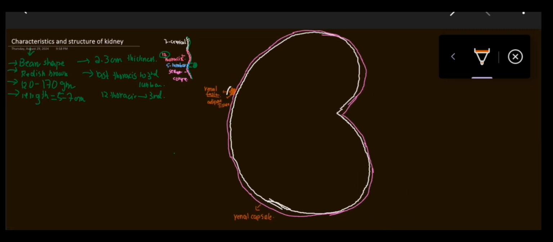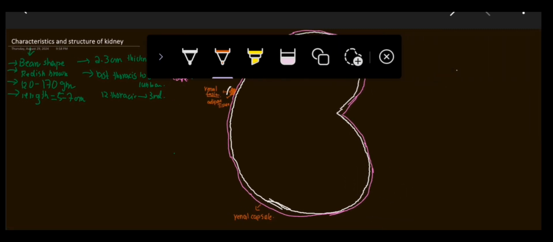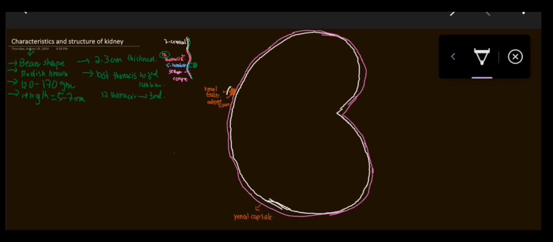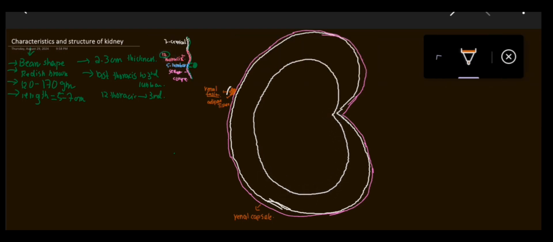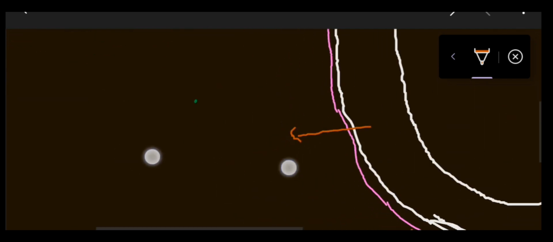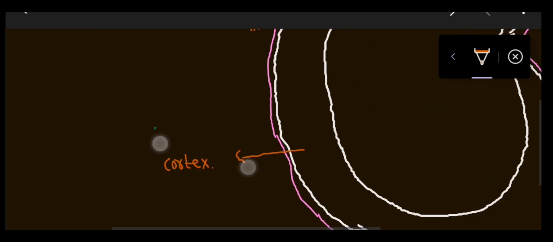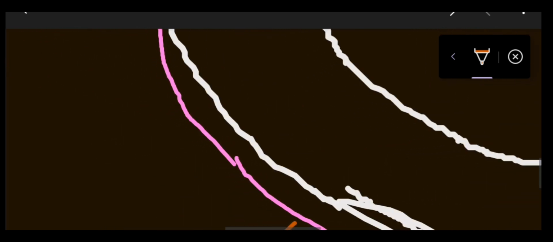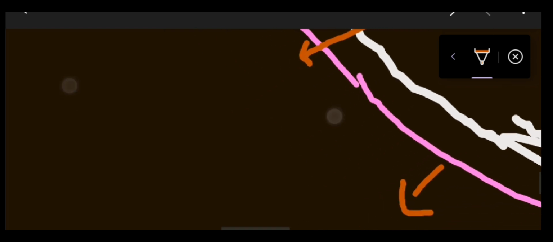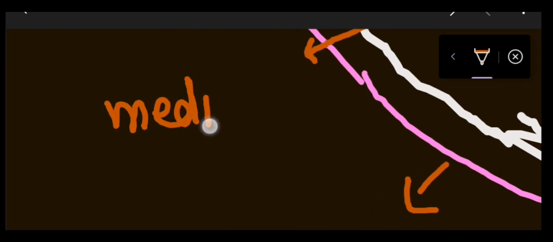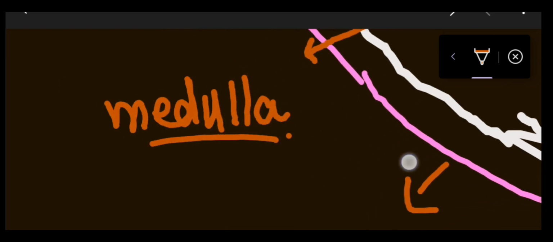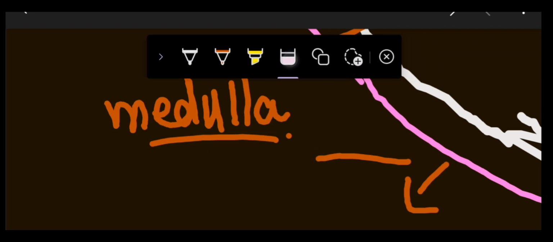Now here this kidney is divided into two portions. If I divide this kidney into two portions, this is the second portion. So this first portion is known as cortex, and the second portion is known as medulla. Okay, the first portion is cortex and the second portion is medulla.